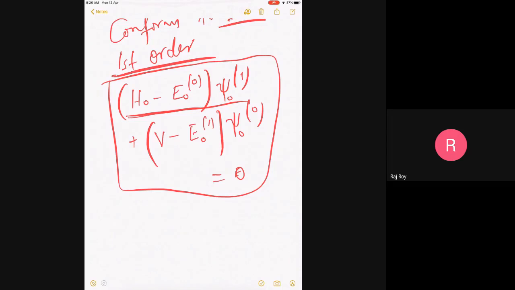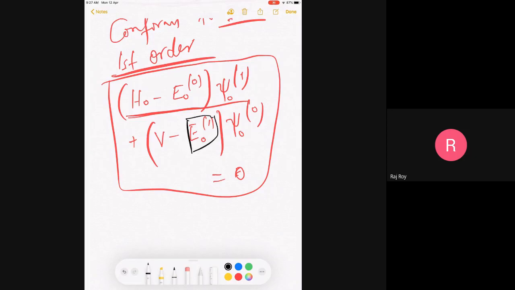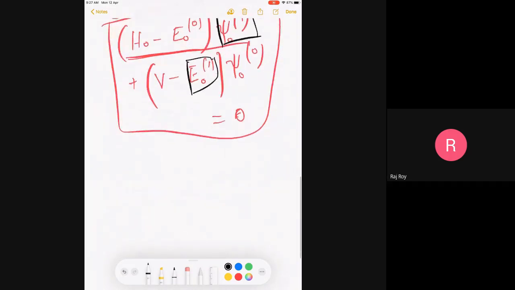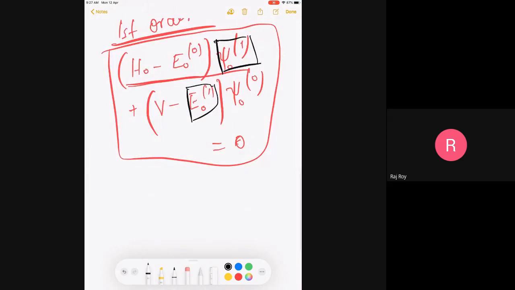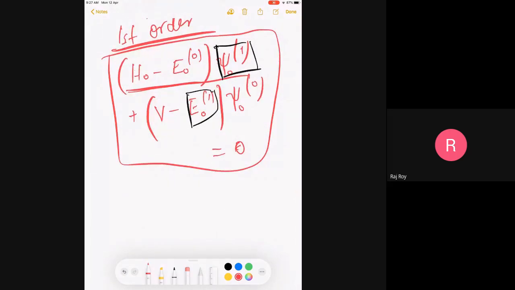Now our task would be to solve this equation. And if you remember, I said these are the terms which are not known. Please remember, rest everything is known. H naught and V are known by construction. How we will construct, we'll come to that for this particular problem. But having done this, my job is now to construct this.